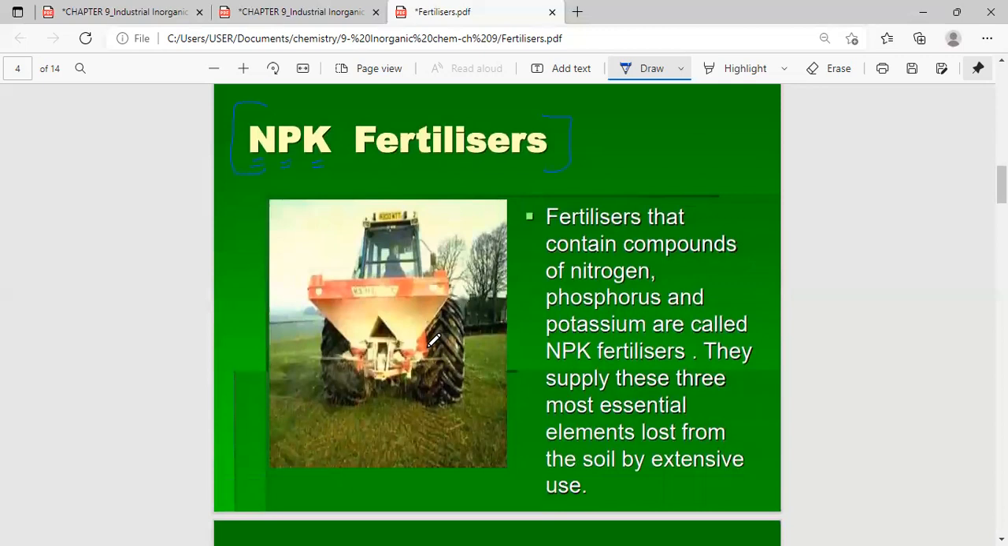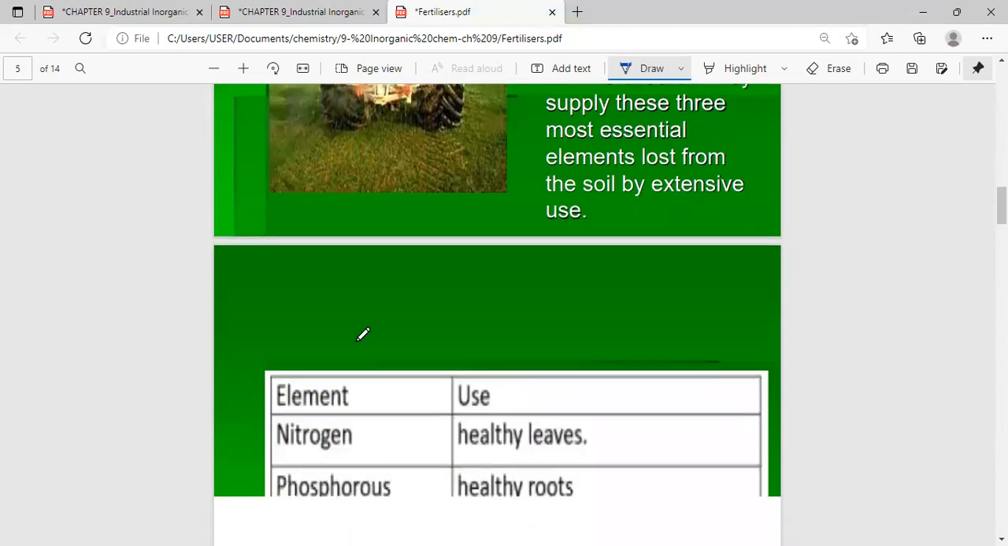And why is it essential to have this NPK fertilizer? Because these elements are very easily removed from the soil. For example, let us say the farmer plants his crop, and whatever phosphorus and potassium is in the soil will be used up by the plant. Then the next time when he grows the next set of crop, the soil does not have enough of this nutrient. So that is why he has to put fertilizer in the soil. So NPK fertilizer, nitrogenous fertilizer, remember.